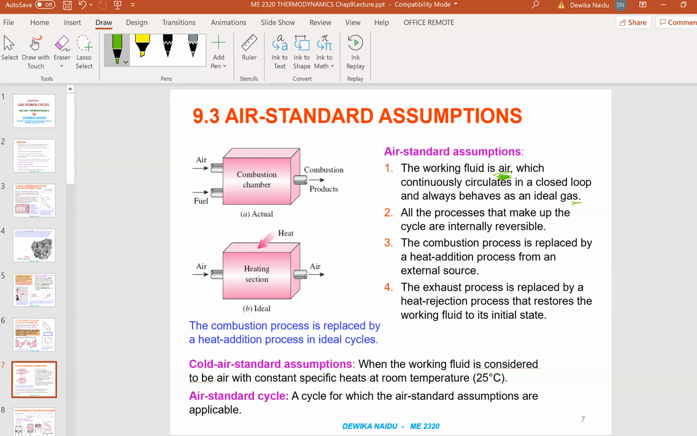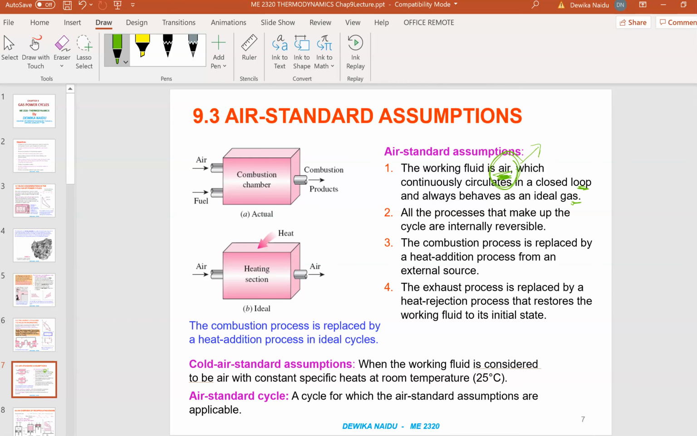Of course, in a real case scenario, it's not only air. It's got a lot of other gases inside. We also have either diesel or petrol inside, unburned diesel or unburned petrol, soot, a lot of other things that's in the air itself. But for this study, we are just going to say that it's purely air that is circulating in the loop, right?